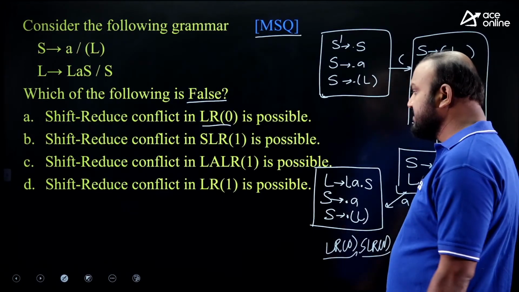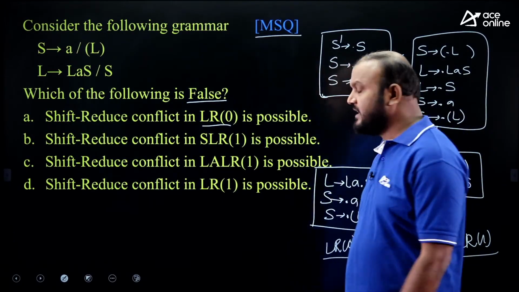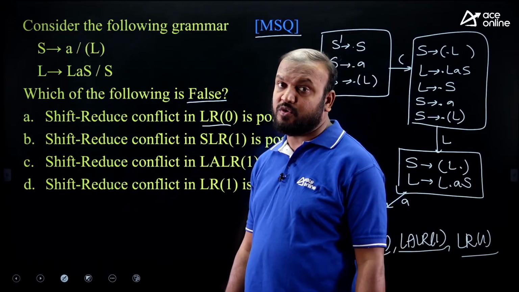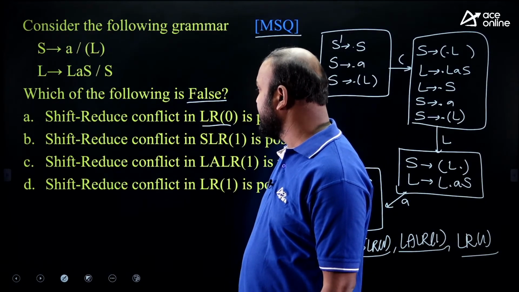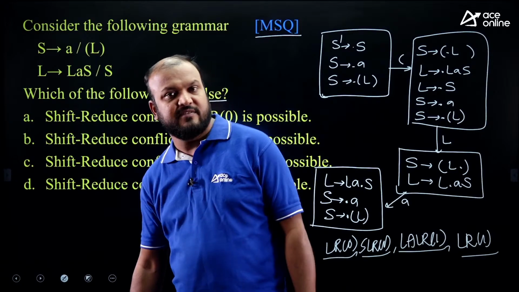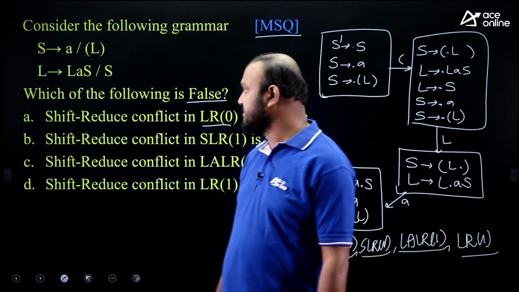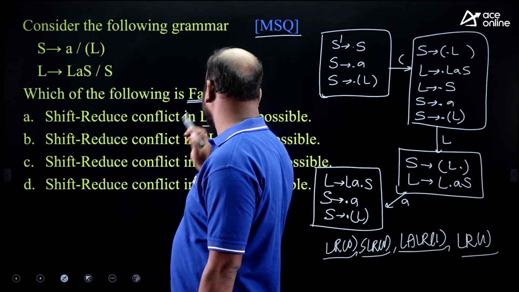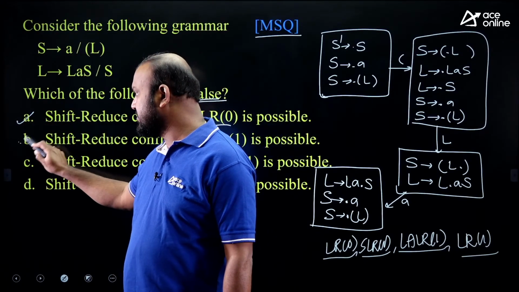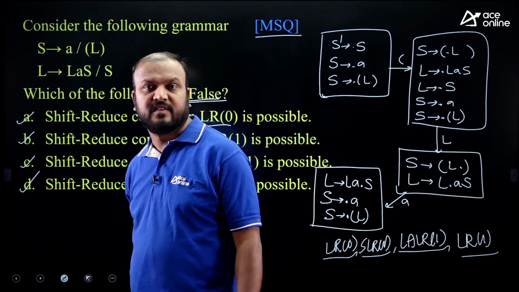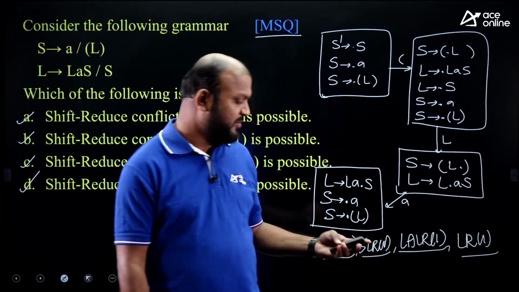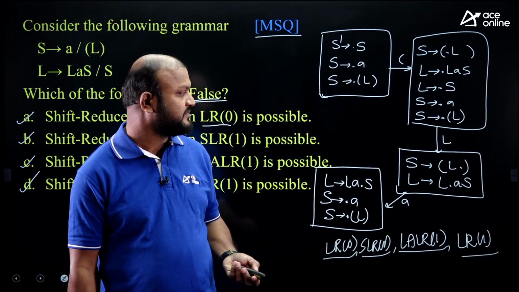It means if the grammar is LR(0), SLR(1), LALR(1) and LR(1), there are no conflicts in LR(0), no conflicts in SLR(1), and no conflicts in LALR(1) and LR(1). Because the question is about the false statement, these are all false statements. This could be one of the MSQ. Okay? Fine, hope you understood, right?